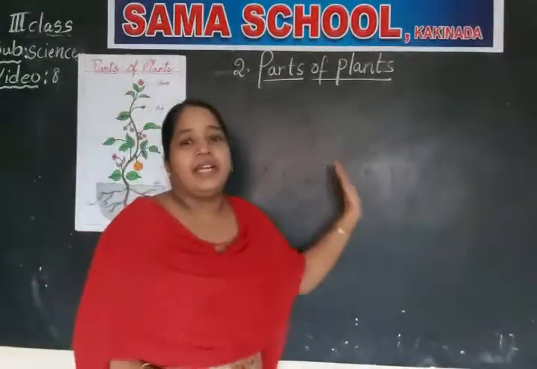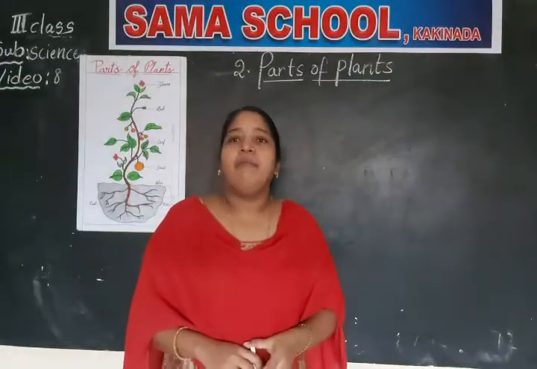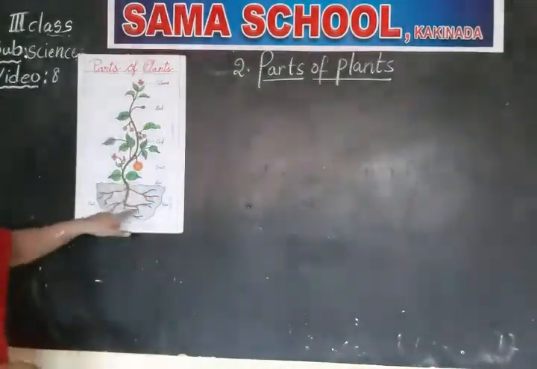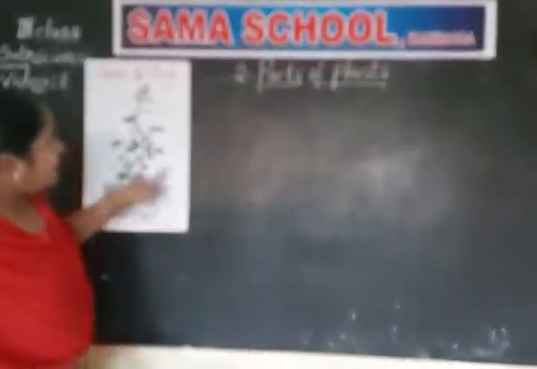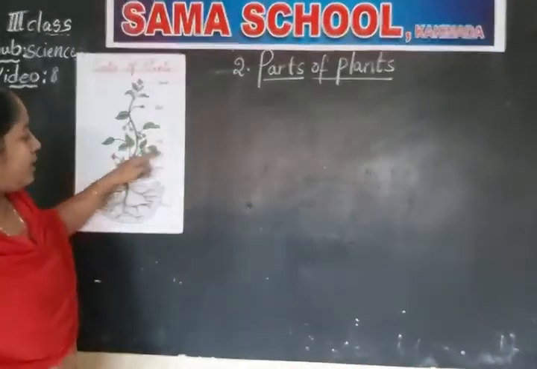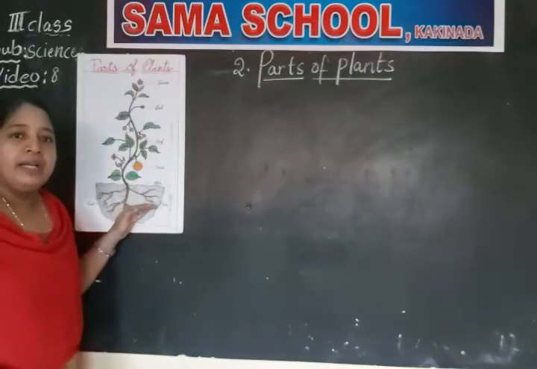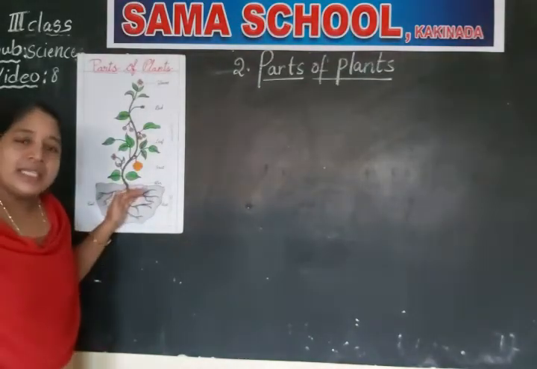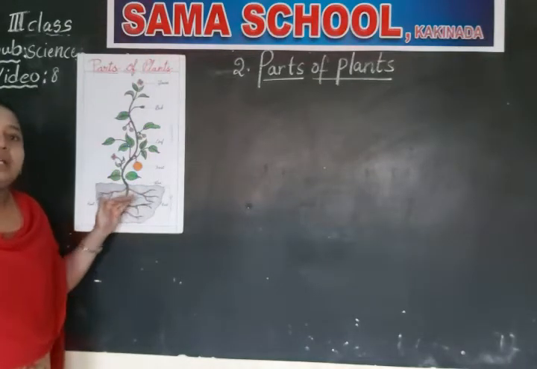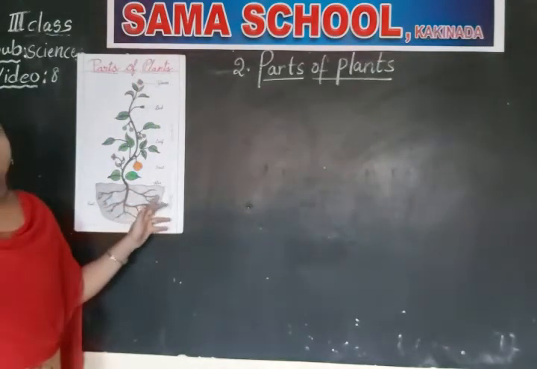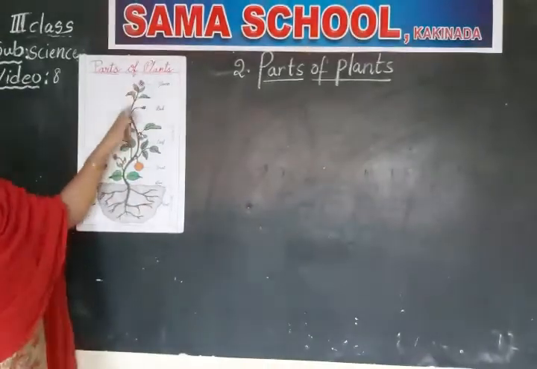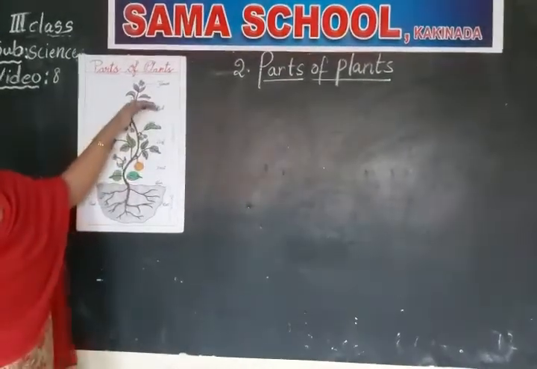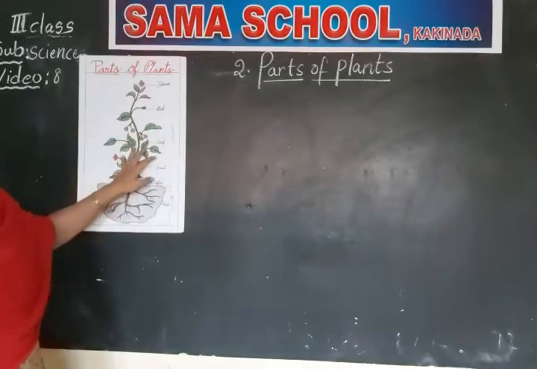Actually, a plant is divided into how many parts, children? Two parts. A plant is mainly divided into two parts. What is the first one? Root part, and the next one is shoot part. What is root part? The part which is under the soil or under the ground, that part we call root part. And the part which grows above the ground is called shoot part.